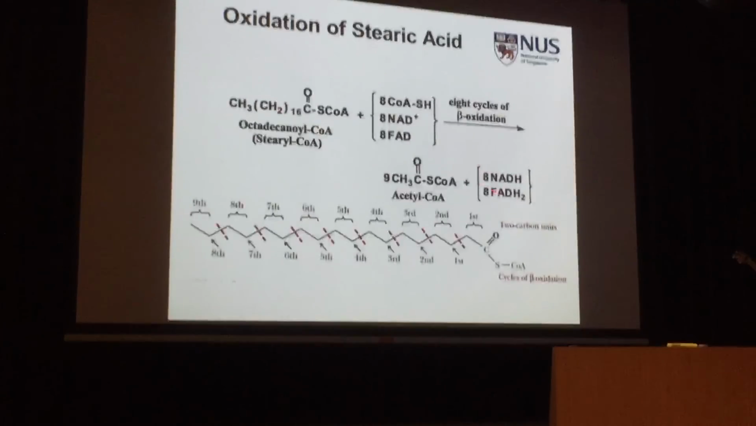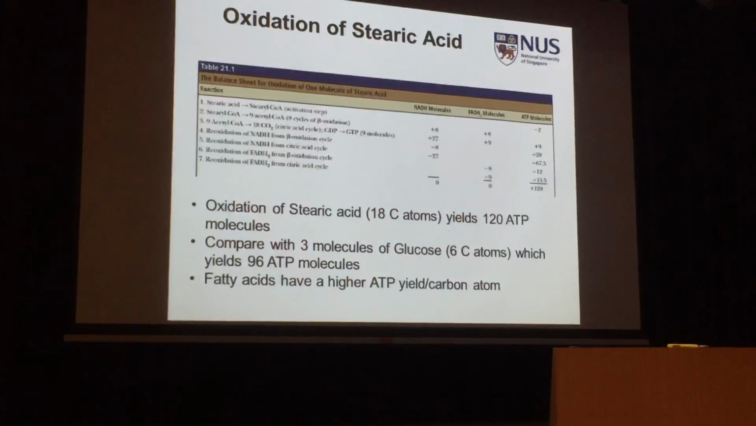Off the cuff, you can already tell. How do we calculate how much ATP is derived from this process? 8 times 2.5 plus 8 times 1.5. That will be the total number of ATP. This line just tells you how you can easily count. This is the first CoA, and this is where the bonds will be broken. That's why you have 9 acetyl-CoA, the first one here, second, etc. Carbon units. And 8 cycles of oxidation.